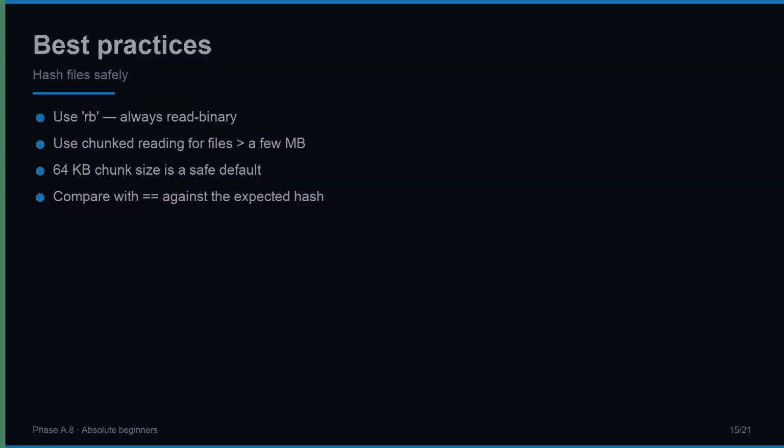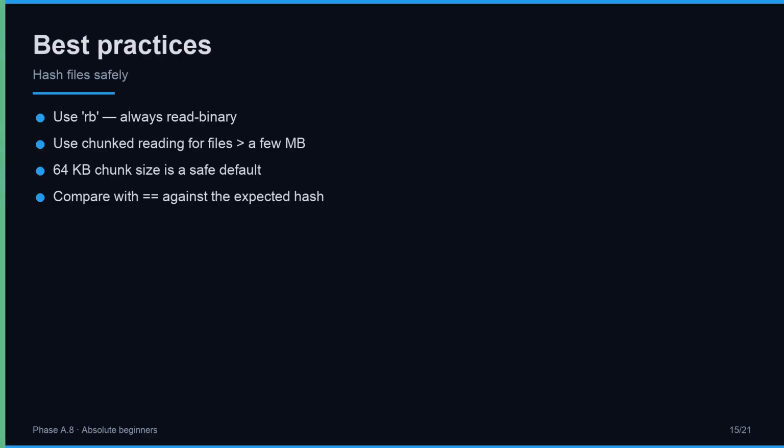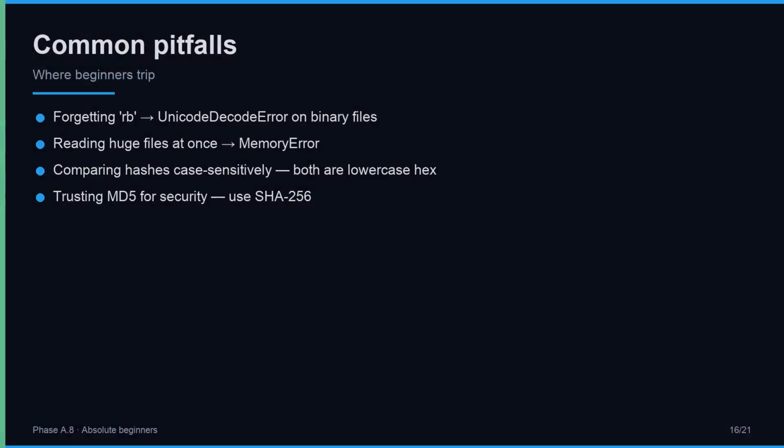Does it match? Best practices for hashing files. Always open the file in read binary, lowercase rb. Use chunked reading whenever the file might be more than a few megabytes. 64 kilobytes is a safe chunk size for almost any case. And the verification itself is just string equality. Compute the hash, compare with double equals to the expected value. A hash mismatch means corruption or tampering. Never trust a mismatched file. Hold these habits.